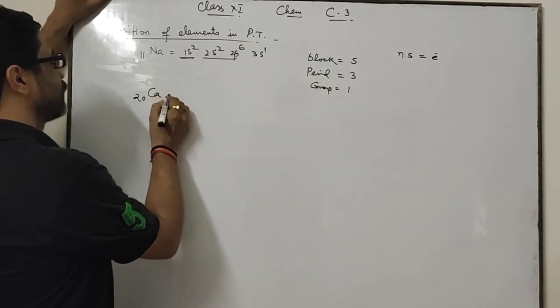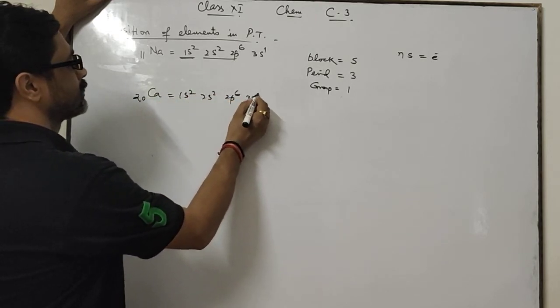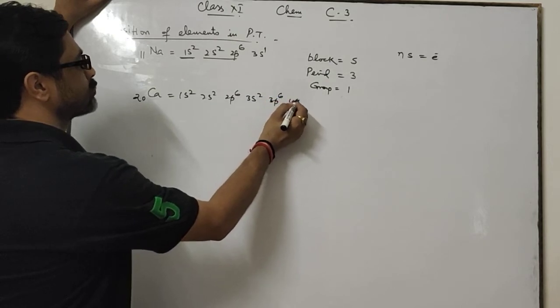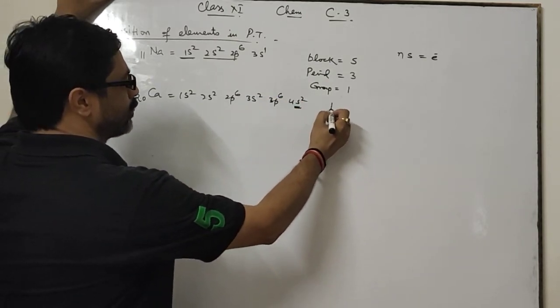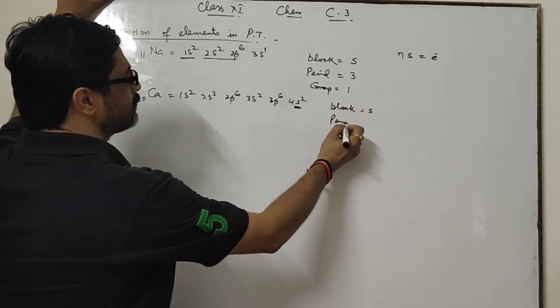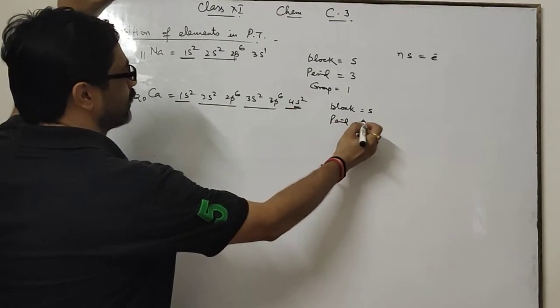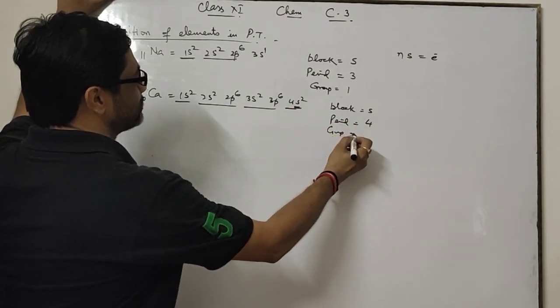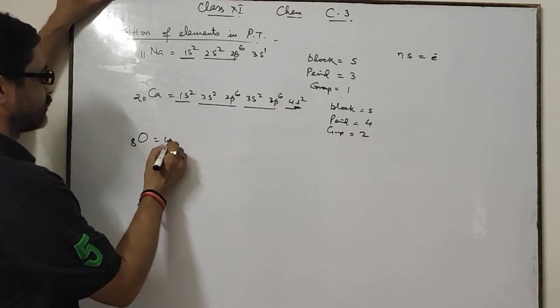Take one more example like this: 1s2, 2s2, 2p6, 3s2, 3p6, 4s2. Here, this element also belongs to s block, period 1, 2, 3, 4, so period 4, and group 2.